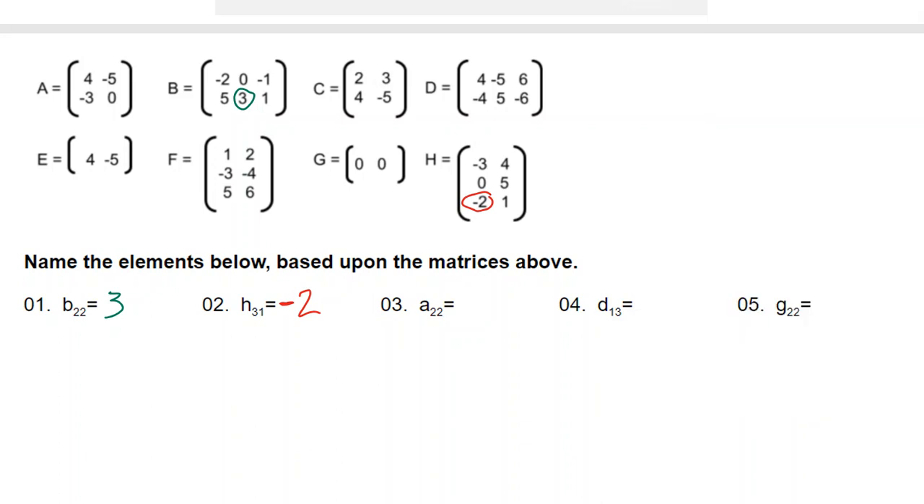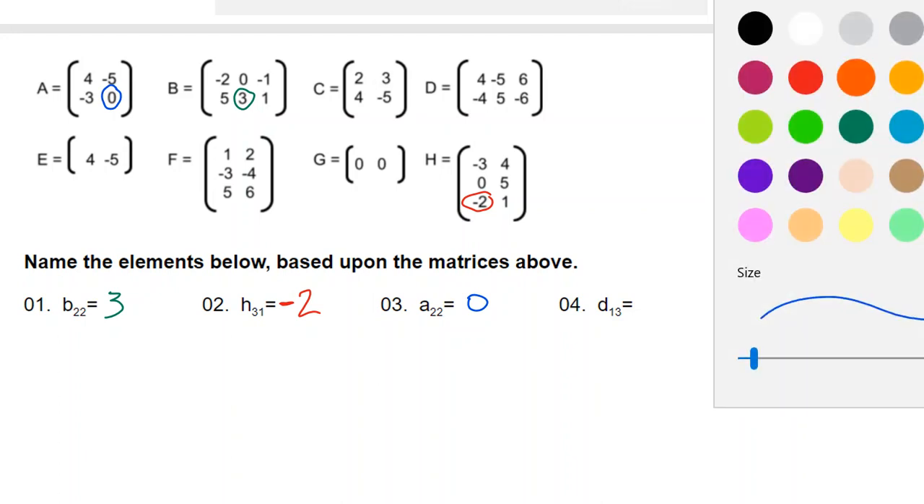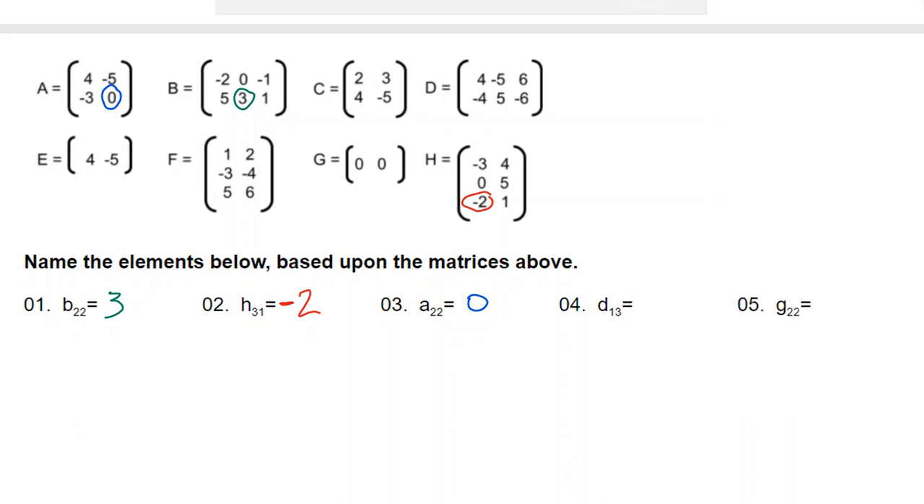A, row 2, column 2. Row 2, that's the bottom. Column 2, that's the last one. D, row 1, column 3. D, row 1, that's the top row. Column 3, that's the guy on the end.